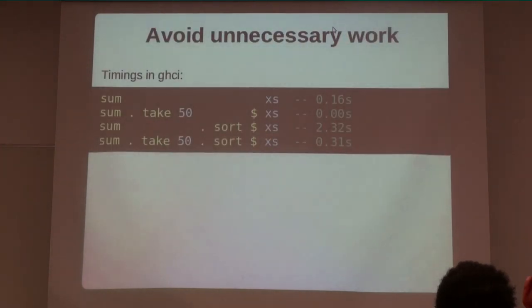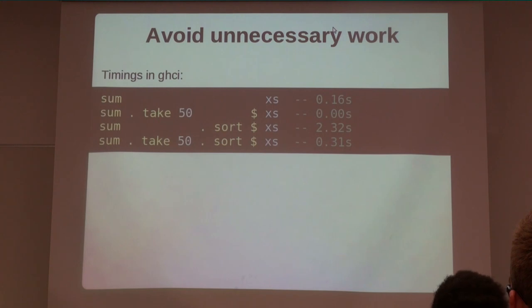If I just sum my list of 50,000 elements, it takes 0.16 seconds in GHCI on this machine. Not this machine, a different machine, but a machine of similar power. If I sum the first 50 elements of a list, according to that, it takes no time at all. It probably is actually more than no time at all, but it's close enough. So that tells me that it does take a bit longer to sum the big list than the smaller list.